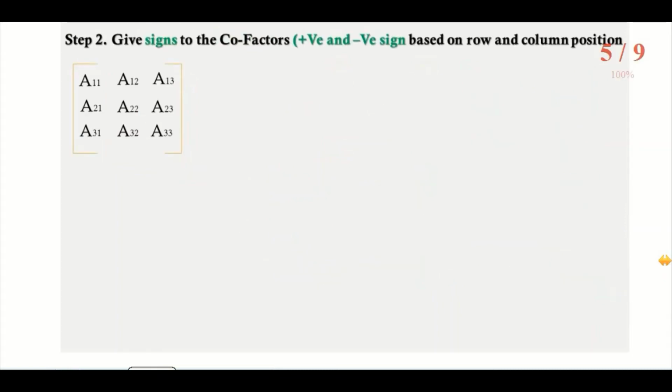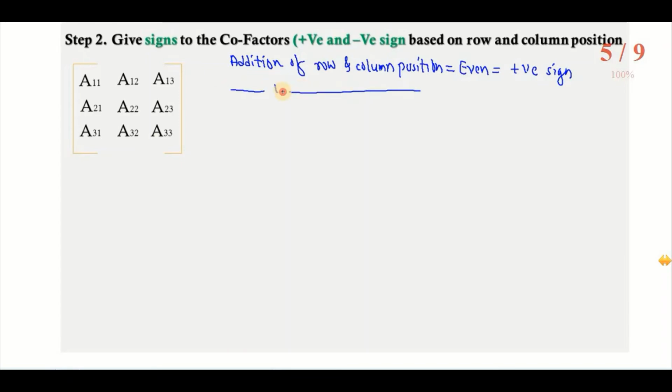Now the second step: we have to give a negative or positive sign to each cofactor based on its row and column position. If the addition of row and column position is an even value, then give a positive sign. If the addition of row and column position is odd, then give a negative sign. So we will find the signs first.